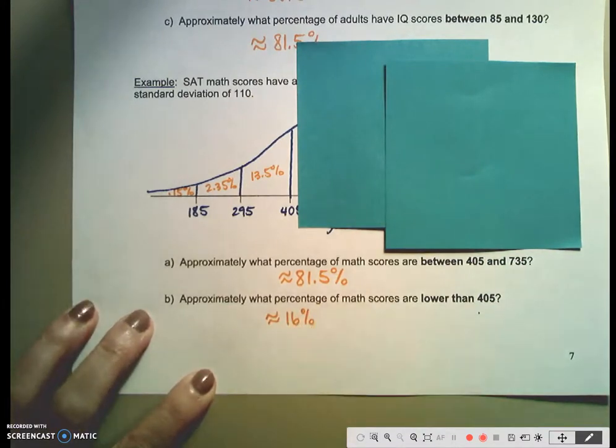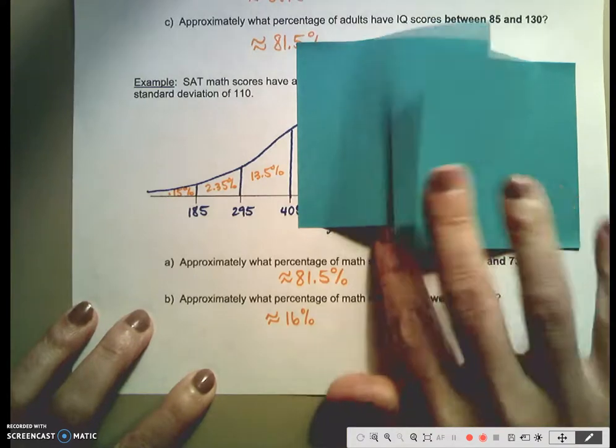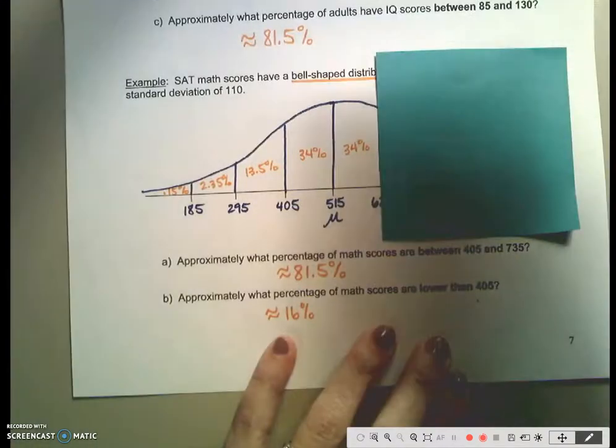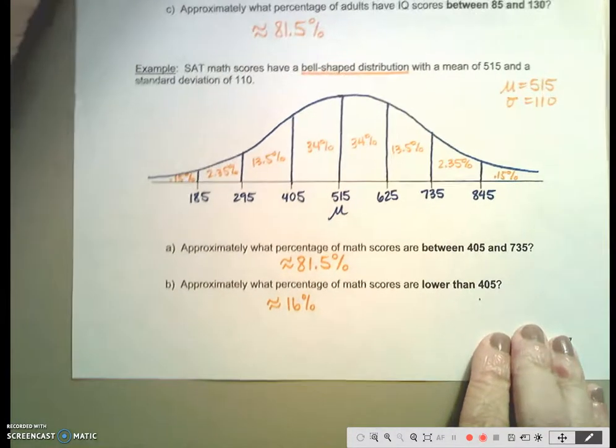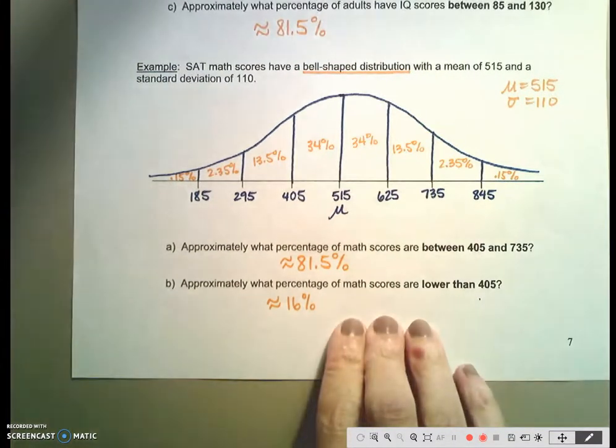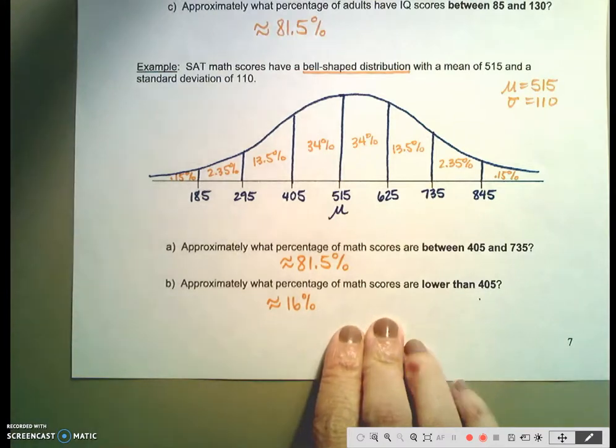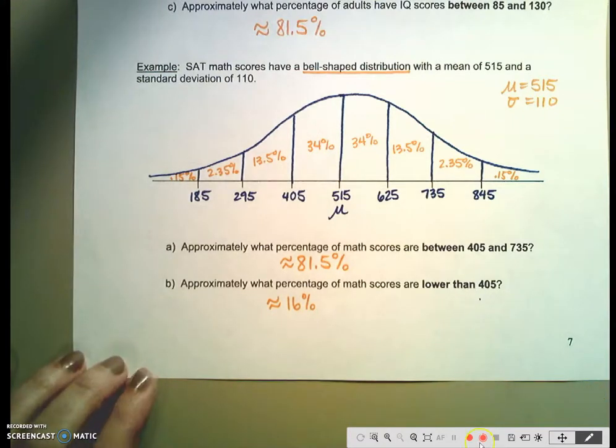So if you can draw the picture and get those percents labeled, I don't know how you can miss them. They're pretty easy once you get the picture drawn. But you have to be able to draw the picture, and I cannot say this enough, you must memorize your percents. It does not help you if you don't memorize your percents. So that's the empirical rule.